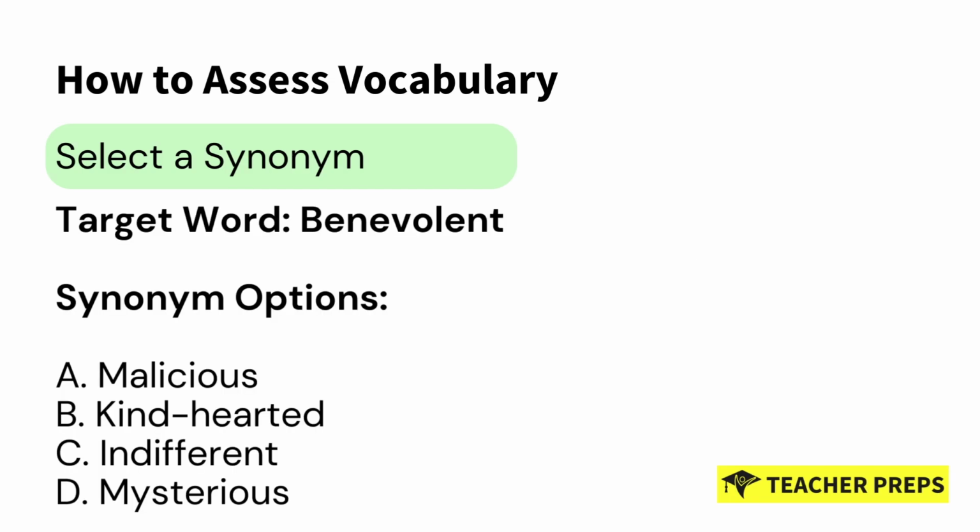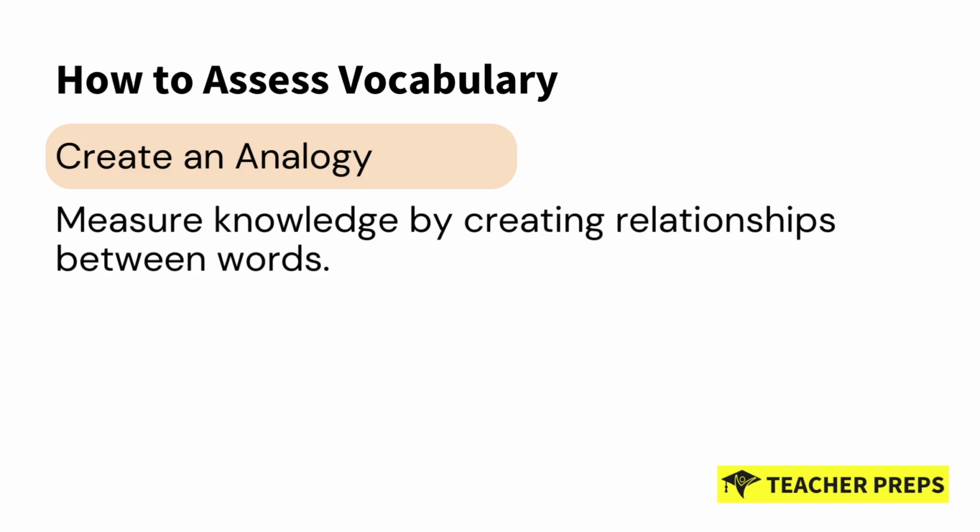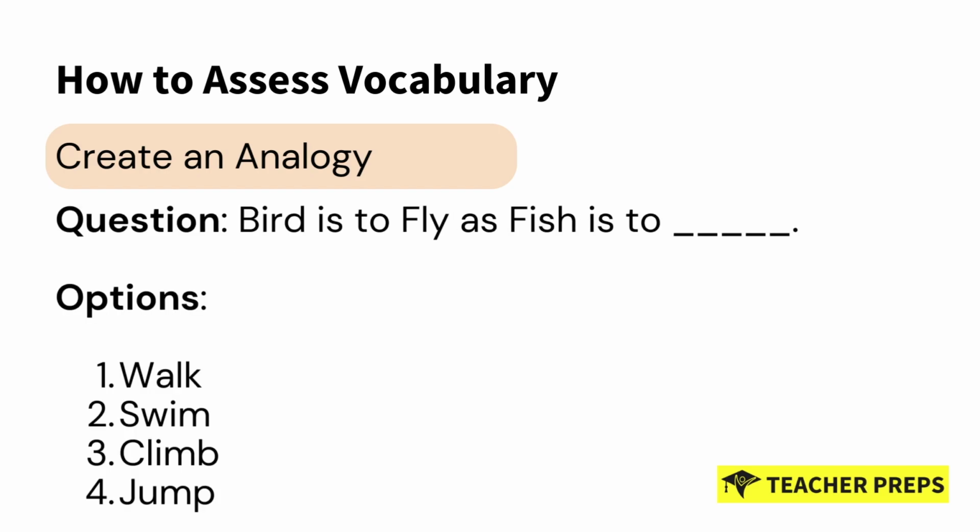Here's an example: the target word benevolent. Synonyms: malicious, kind-hearted, indifferent, or mysterious. In this case, we know that the answer is kind-hearted. And finally, one more example that you might see on your exam: analogies, which measure knowledge by creating relationships between words. Let's look at an example. Question: bird is to fly as fish is to walk, swim, climb, jump. The correct answer that the student should circle is swim.